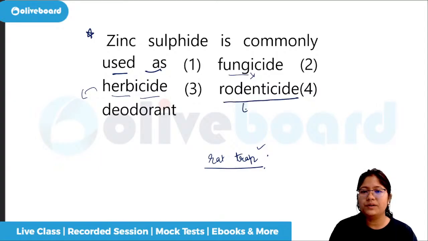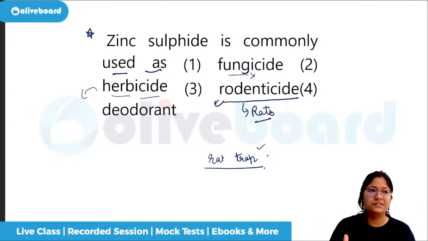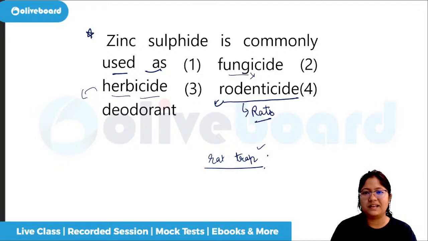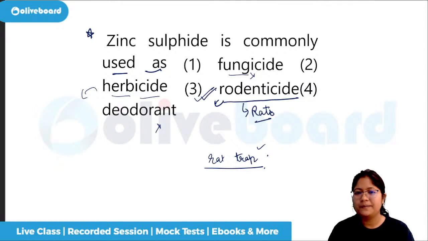Rodenticide, what are these rodents? These are, for example, rats are rodents, right? Then there can be different rats, smaller ones, bigger ones, not elephant sized ones, but cat sized almost. Baby cat sized rats are also there. So rodenticides or deodorant, it is used as rodenticides. All right, that is for killing the rats.